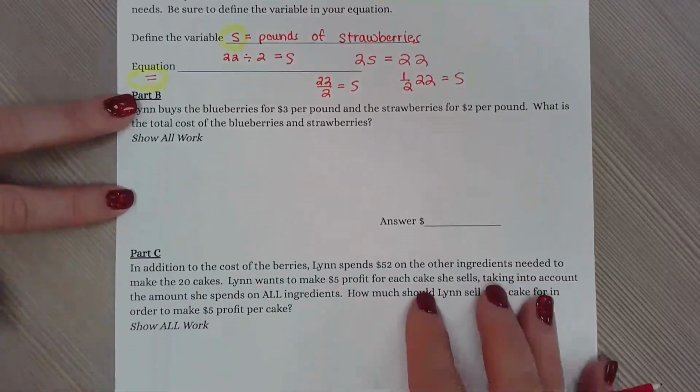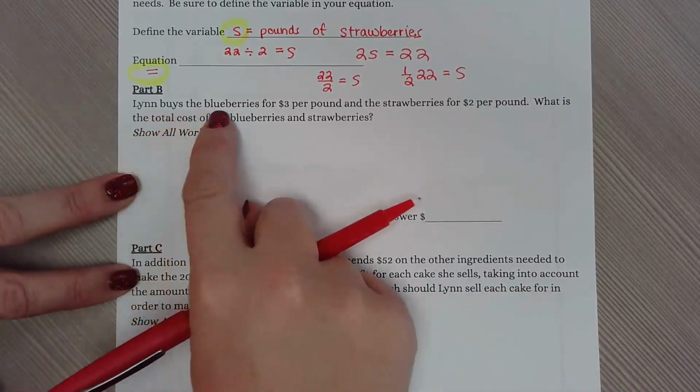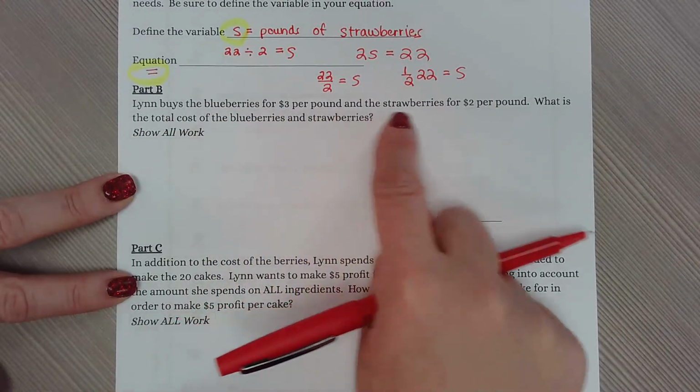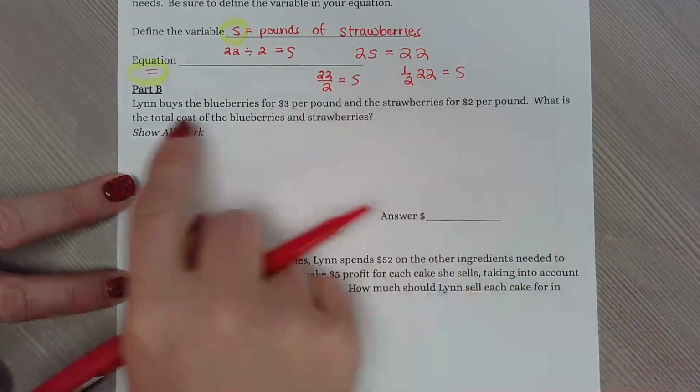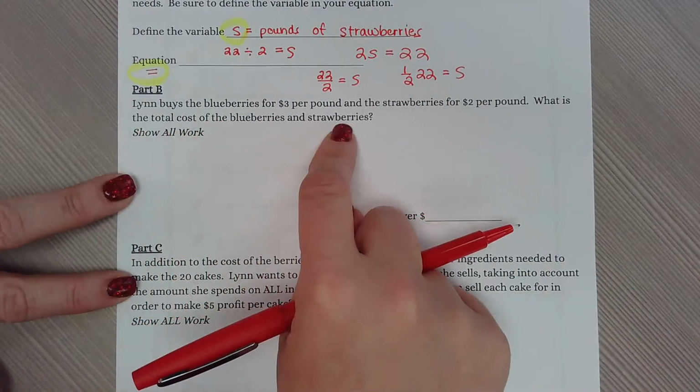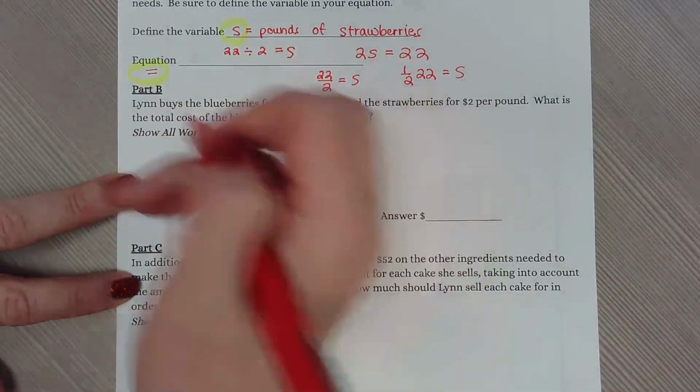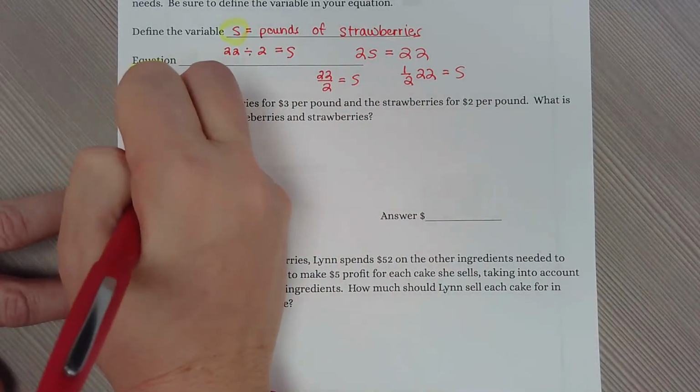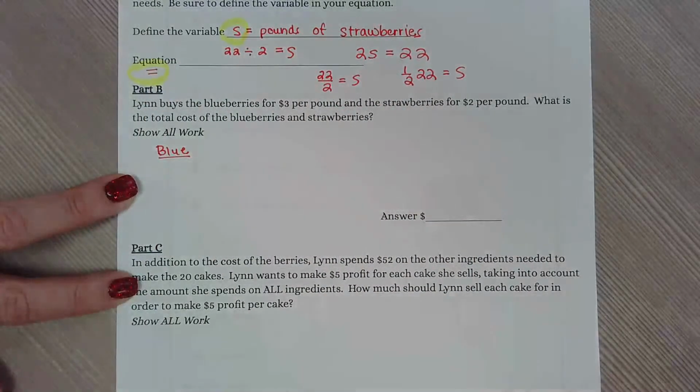Okay, let's move on to part B. Lynn buys the blueberries for $3 per pound and the strawberries for $2 per pound. What is the total cost of the blueberries and the strawberries? So I want to show all my work. I want to be organized. I'm going to find blueberries first. So I'm just going to put blue for blueberries.